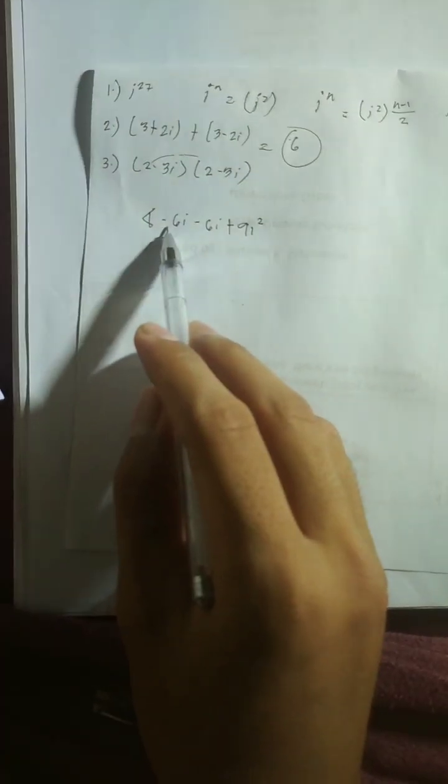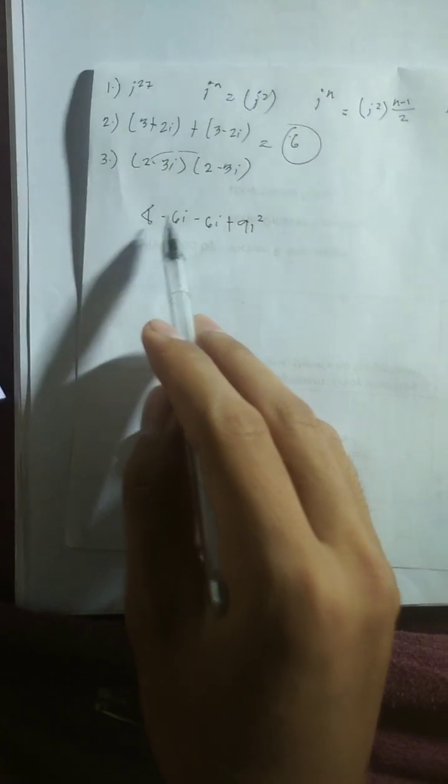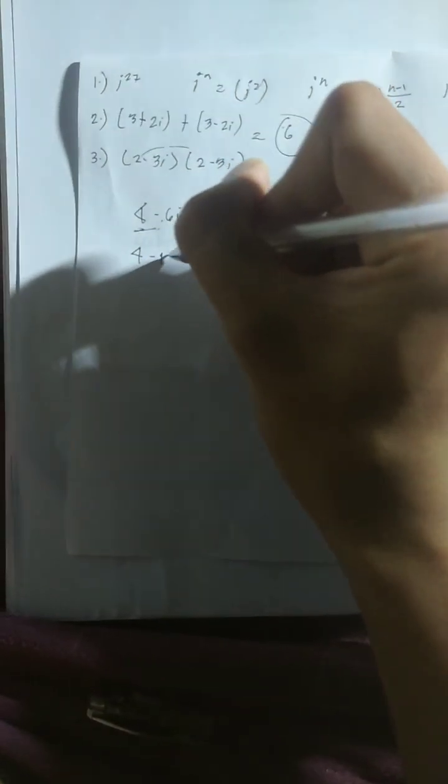First, we need to combine. Negative 6i minus 6i is equal to what? Negative 12i. In this case, this is our constant, this number cannot be combined because it has no like term. So 4, we just write it down. So 4, negative 6i minus 6i is equal to negative 12i.